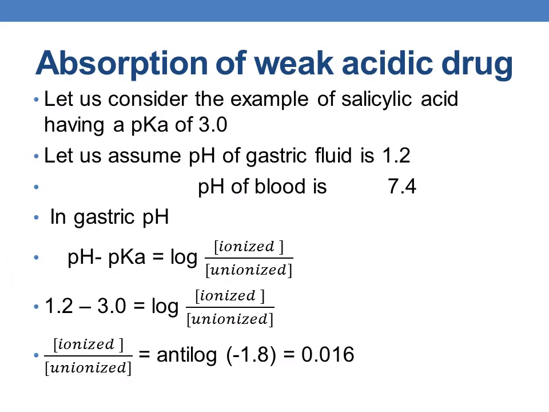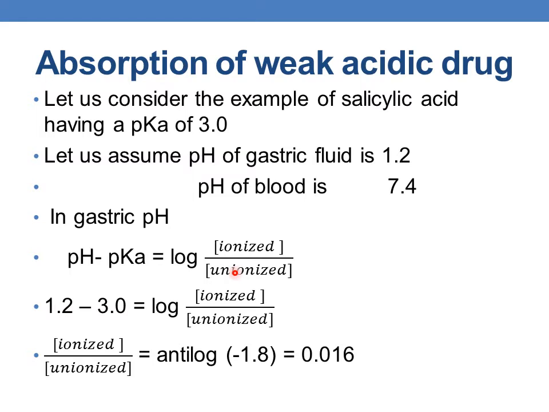Now, let us consider the absorption of a weak acidic drug. The example is salicylic acid, and it has a pKa of 3. Let us assume the pH of gastric fluid is 1.2 and the pH of blood is 7.4. So, in case of gastric pH, how will be the ionization of salicylic acid? As we all know, the equation is pH minus pKa is equal to log ionized by unionized.